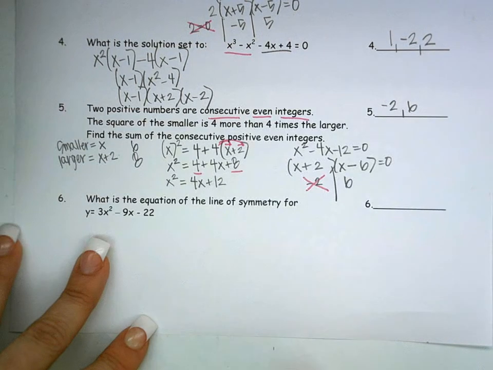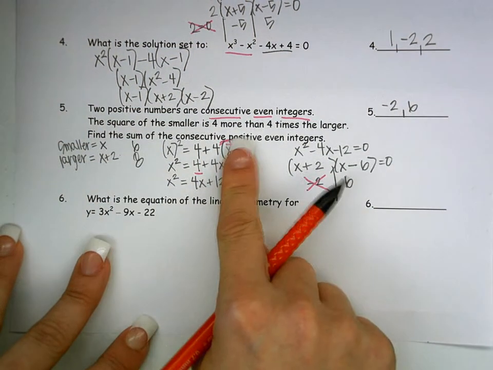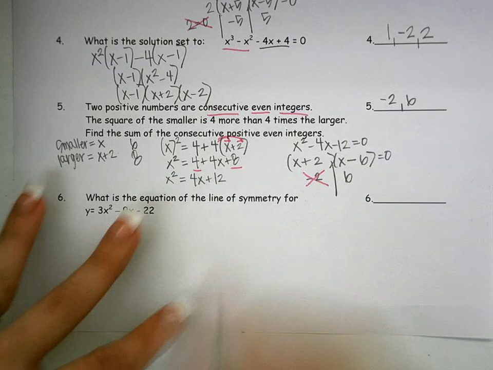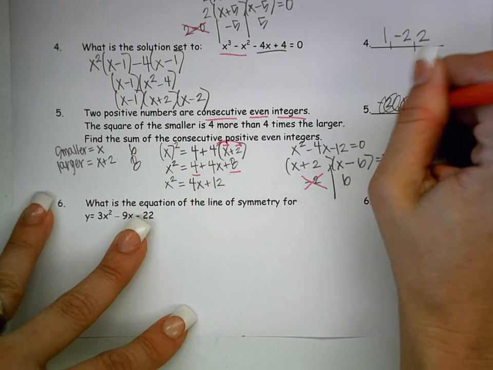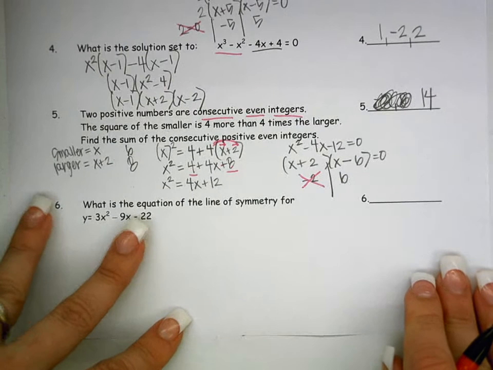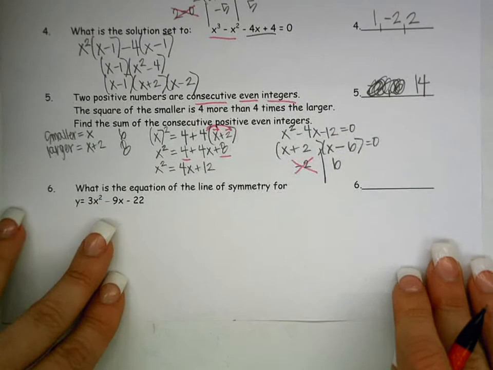Okay, so here we're asking for the sum of them. So 6 plus 8, your actual answer here, is going to be 14. Sorry, I don't have an eraser right now. So 14 is the actual answer we're looking for. I apologize. I didn't read it very well.